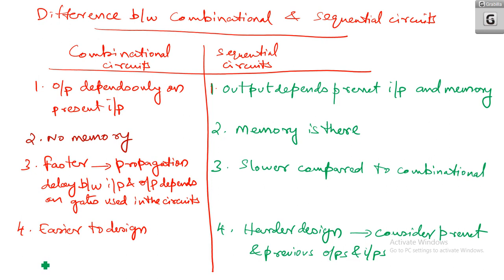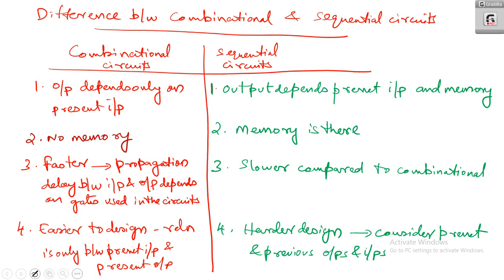Now coming to design, a combinational circuit is comparatively easier to design because it has a relation only between present input and present output. That is the reason why it is easier to design. Whereas a sequential circuit is comparatively harder to design, because here we need to consider present and previous values of input as well as output.